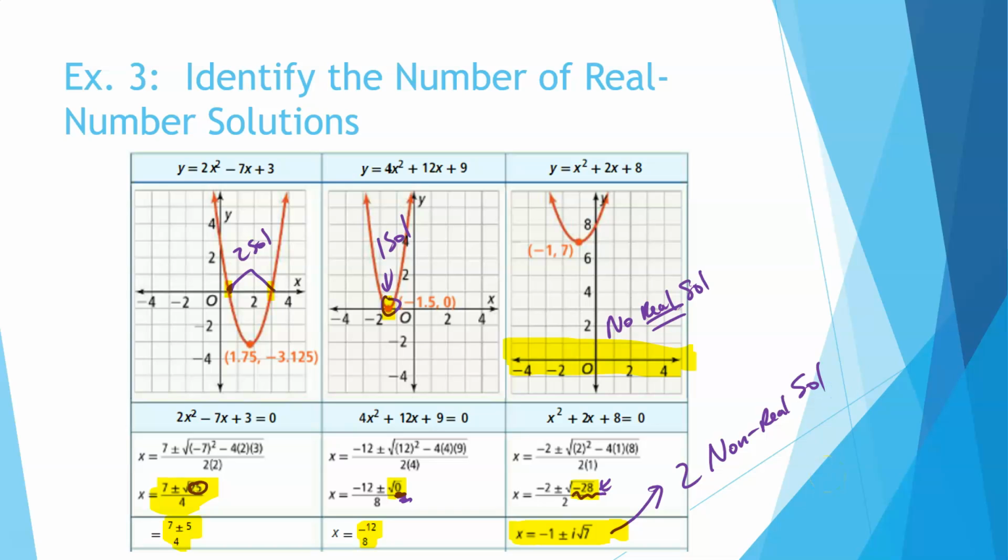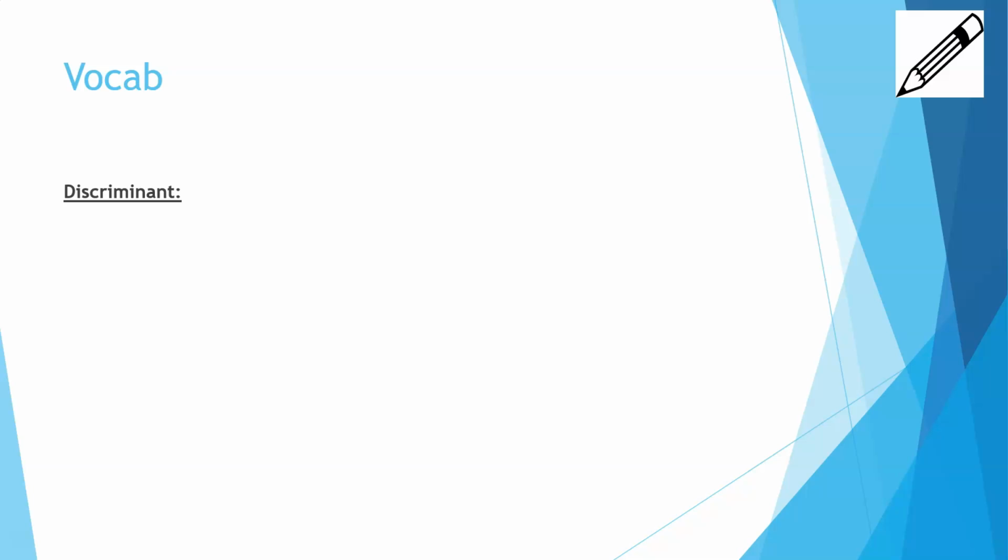All right, now let's take some notes on that. The discriminant. If I ask you to find the discriminant, I am only asking for the b squared minus 4ac. It's the value of the part under the radical.